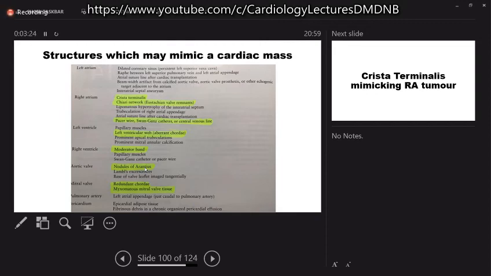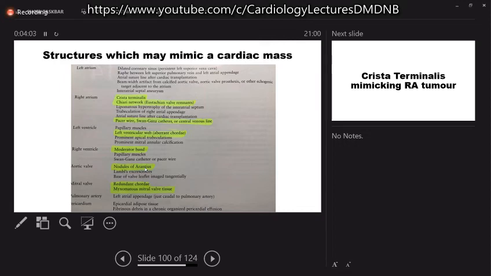Similarly, Lambl's excrescences are also small projections from the center of the aortic valve. Sometimes they can happen on the ventricular side of the aortic valve, but these two lesions are usually at the center of the valve, where all the three cusps come together. So when you find some small projections at the center of the aortic valve, don't immediately diagnose infective endocarditis. It may be normal, or it may be a degenerative process, maybe due to nodules of Arantius or Lambl's excrescences.